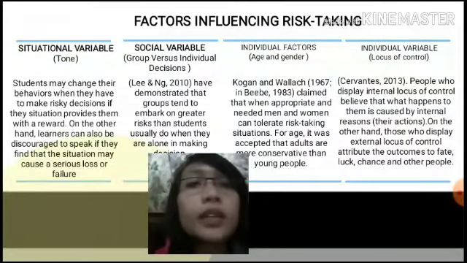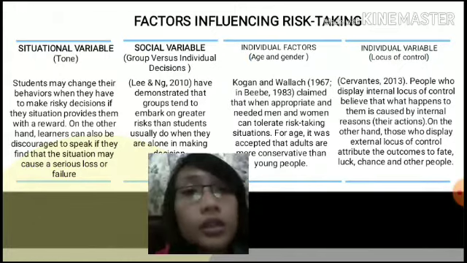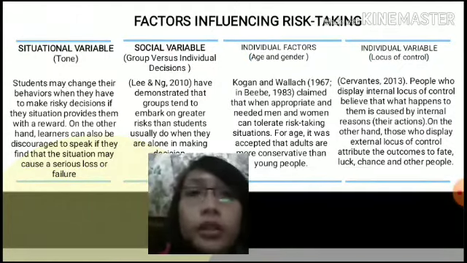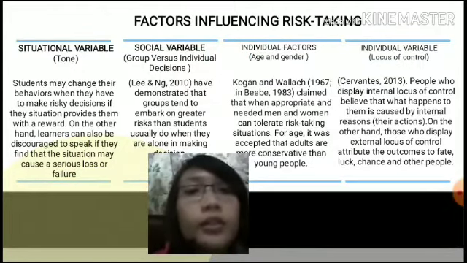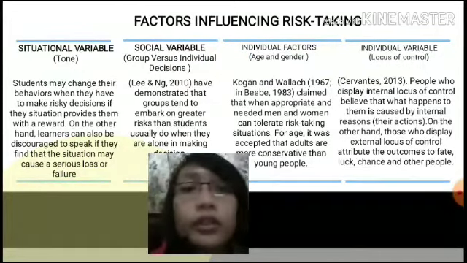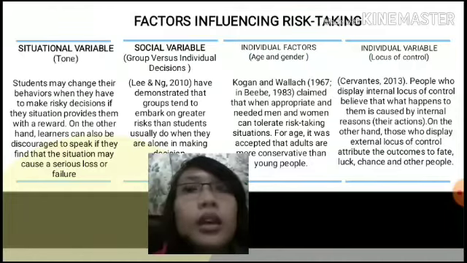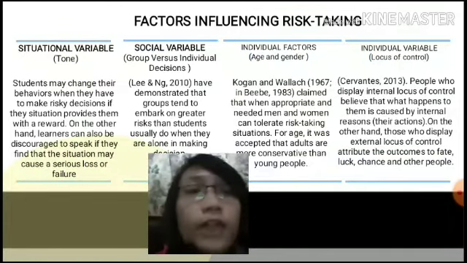My part here is explaining about factors influencing risk taking. There are two factors influencing risk taking. The first one is internal factor and the second one is external factor. In internal factor, that you can see from the PPT, it is about individual variables. The first one is about age and gender.